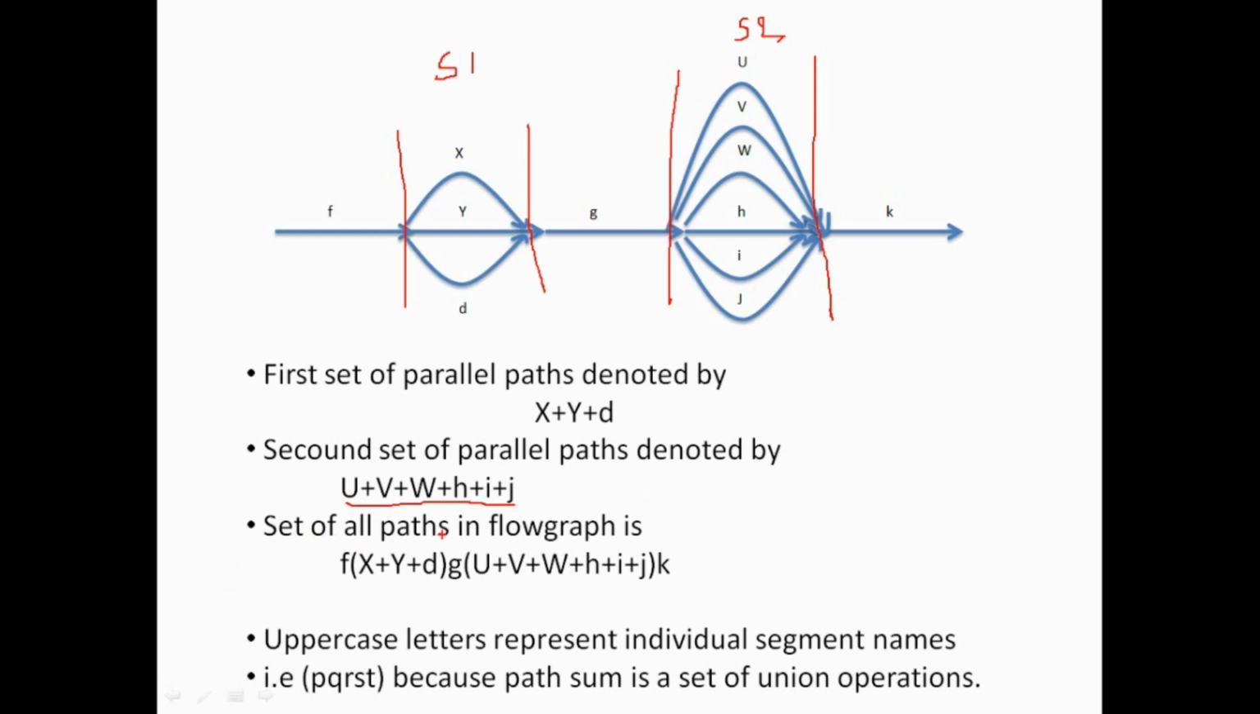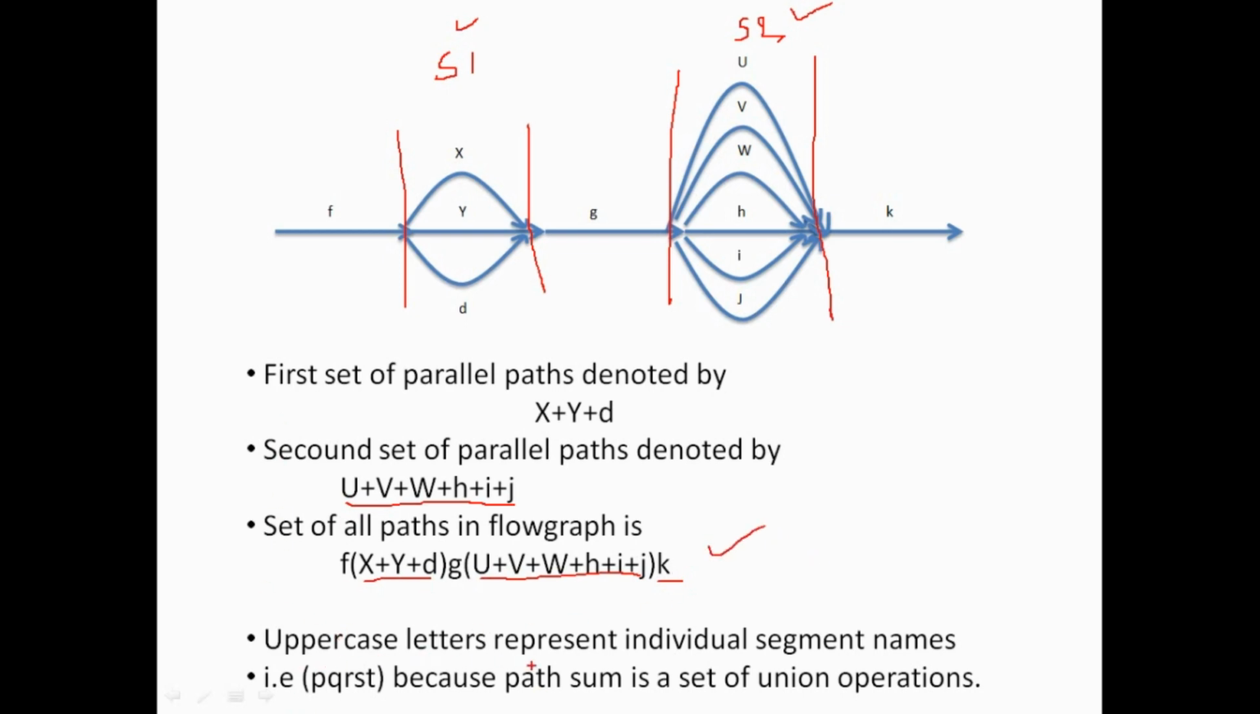Next, the set of all paths in the flow graph. Whatever path it is going through, the first set we have is S1 and the second set S2. So f of S1, g of S2, k. We can represent this with f of x plus y plus d, of g of u plus v plus w plus h plus i plus j, of k. In this way we can represent an expression.